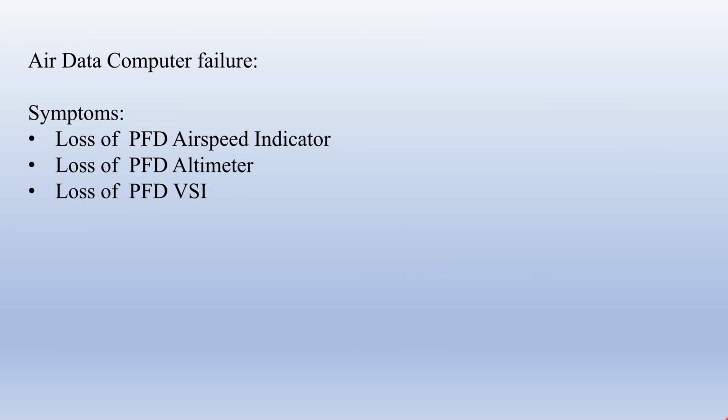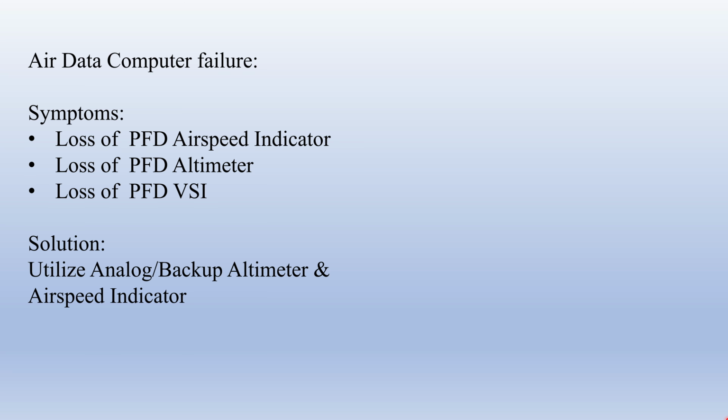If the air data computer fails, you will get a loss of PFD airspeed indication, a loss of your PFD altimeter, and a loss of your PFD VSI. It would look like a single instrument failure on all three of these instruments. You would get the red X with the loss of the data field and the dark red background. The solution to this failure is to utilize those analog or backup altimeters, the analog or backup altimeter and the backup airspeed indicator for your altitude and airspeed information, and then you just have to guesstimate what your rate of descent is based on what your altimeter is doing.